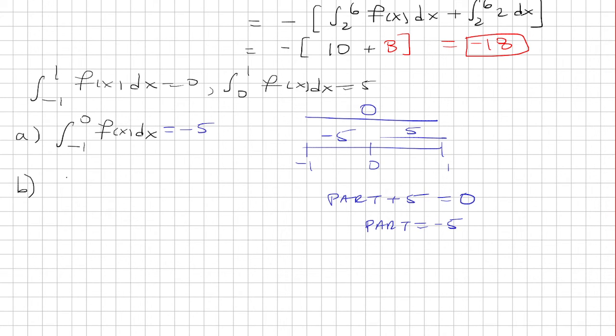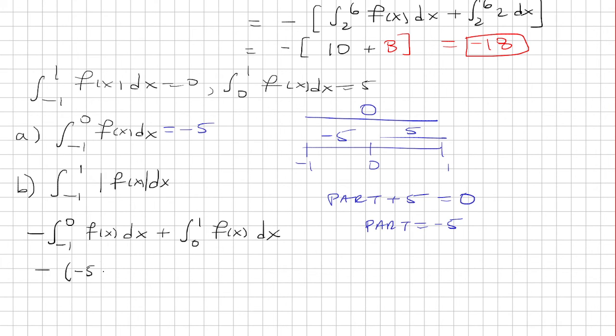For part B, we have the integral from -1 to 1 of the absolute value of f of x dx. So from -1 to 0, we know that's going to be negative. So really, we're going to multiply that area by a negative to make it positive. And then the area from 0 to 1 is going to be positive now, so we'll leave it alone like that. So it's like -(-5) plus 5. This will give me positive 10.